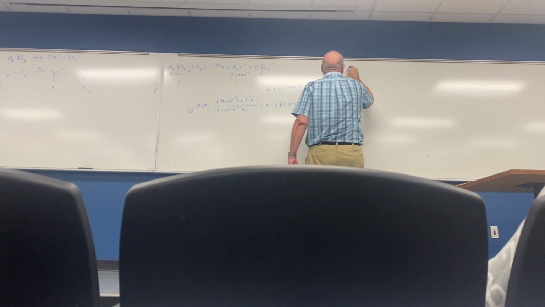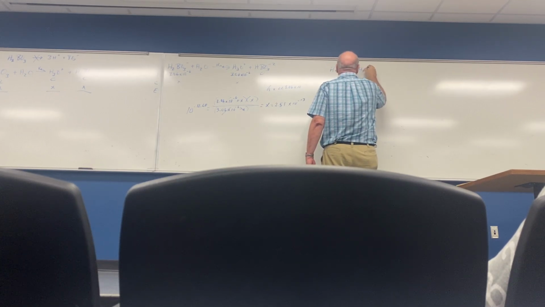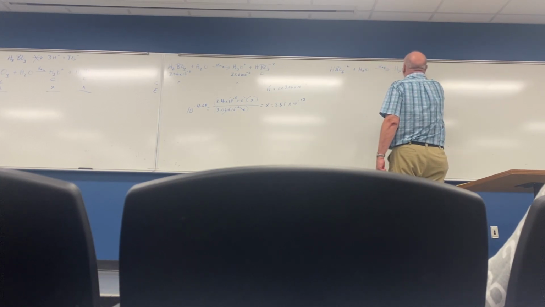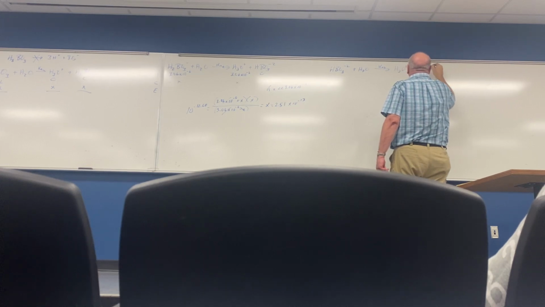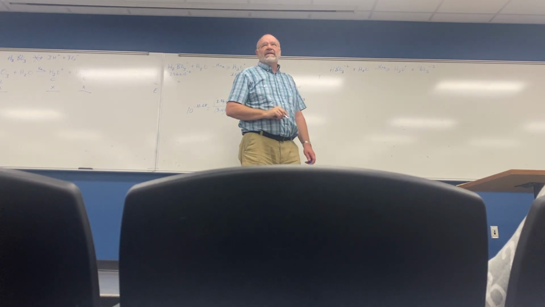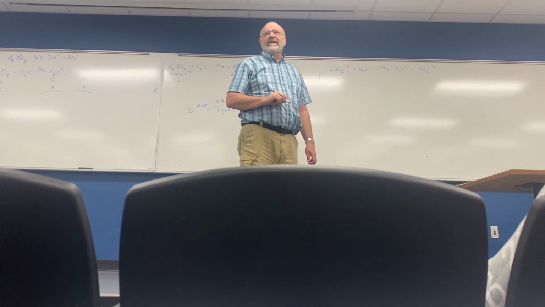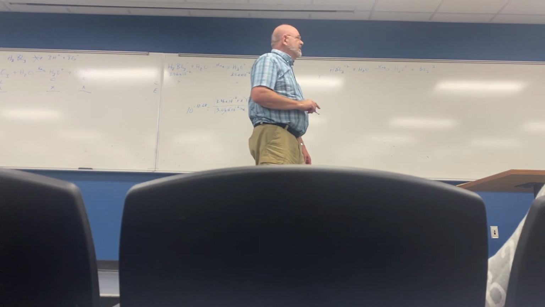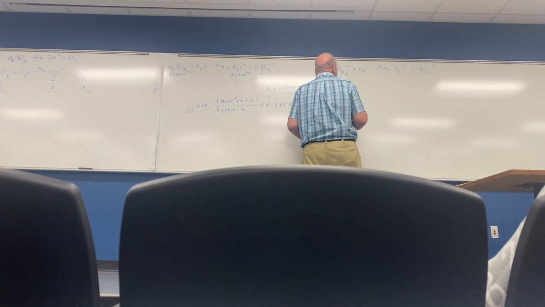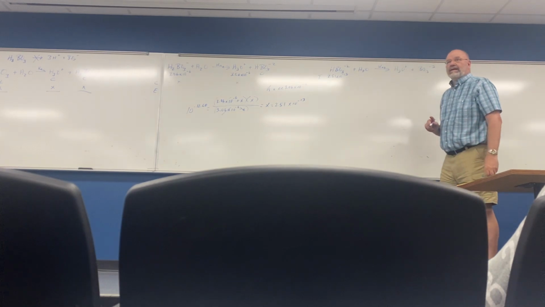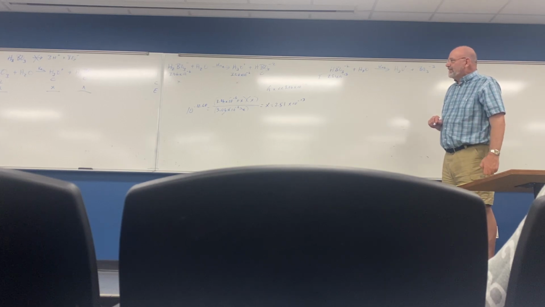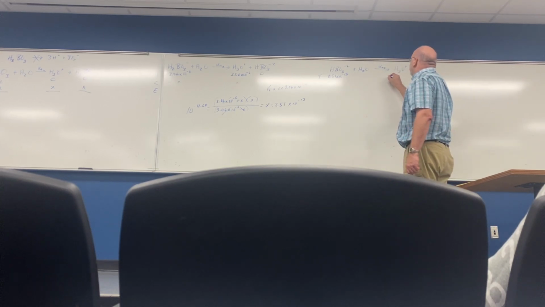Overall, HBO3 2 minus plus H2O, I still got one more, right? Ka3. H3O plus and BO3 3 minus. So what's my initial HBO3 2 minus? It's gonna be this, right? We're not multiplying. What's my initial H3O plus? 3.06 times 10 to the negative 6.